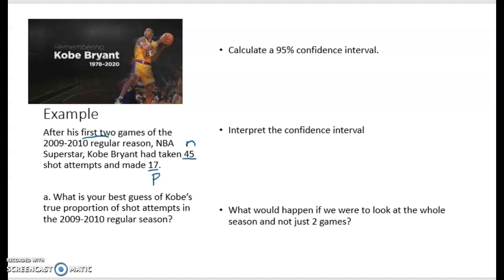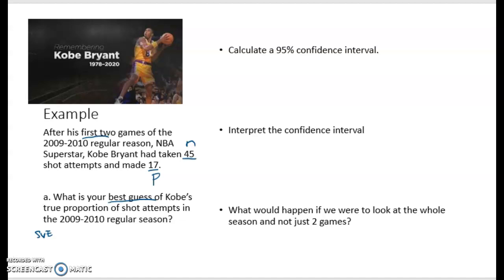Okay, so it asks, what is your best guess of Kobe's true proportion of shot attempts in the 2009 to 2010 regular season? So another name for the best guess of somebody's true proportion or true parameter, whatever that may be, is also that single value estimate. So what I'm actually trying to calculate here is the single value estimate.